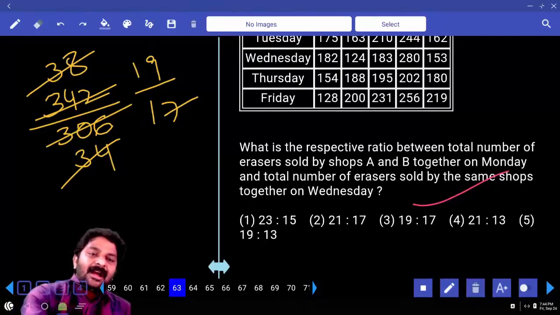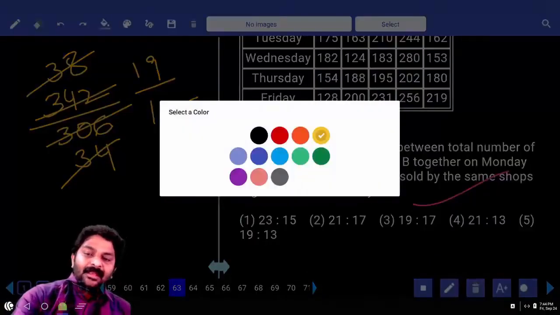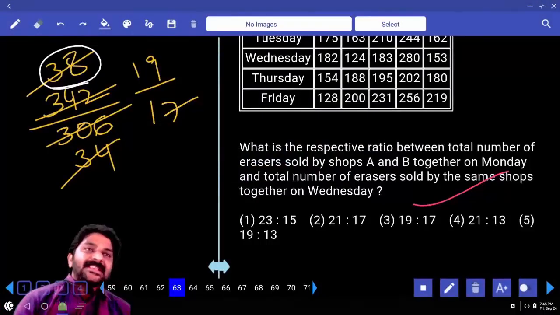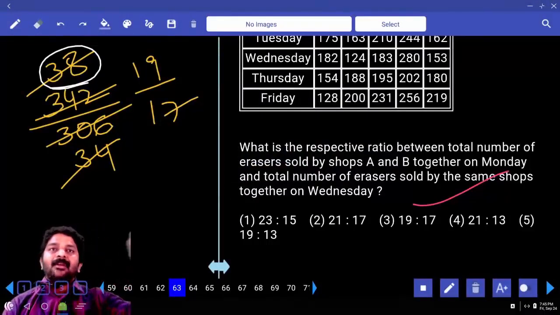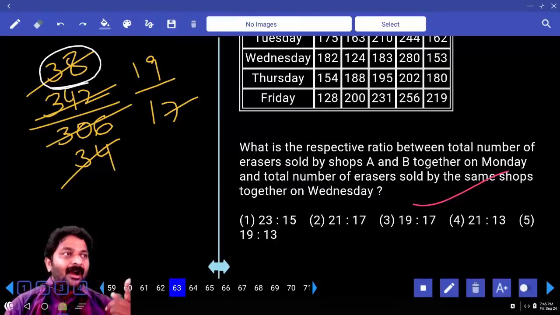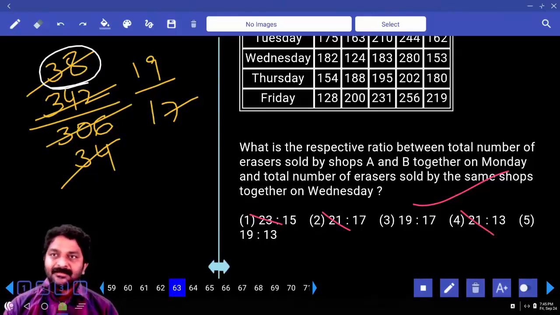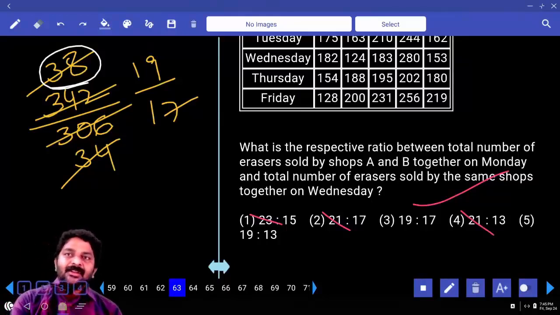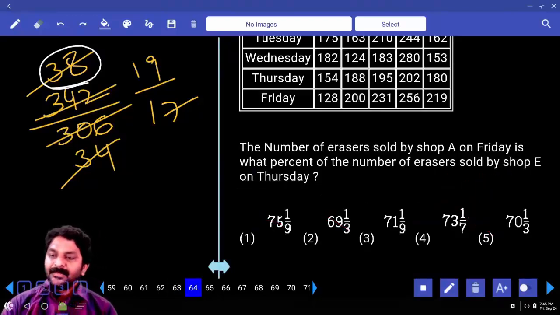Have you understood? After identifying our first number, the numerator, as 38, I followed the options. In the options, we should have either 38 or a factor of 38. 23 is not a factor, 21 is not a factor. 2 options are left. If there is only one which is a factor of 38, then you need not calculate the denominator. Because there are 2 options, we are forced to calculate the other thing.